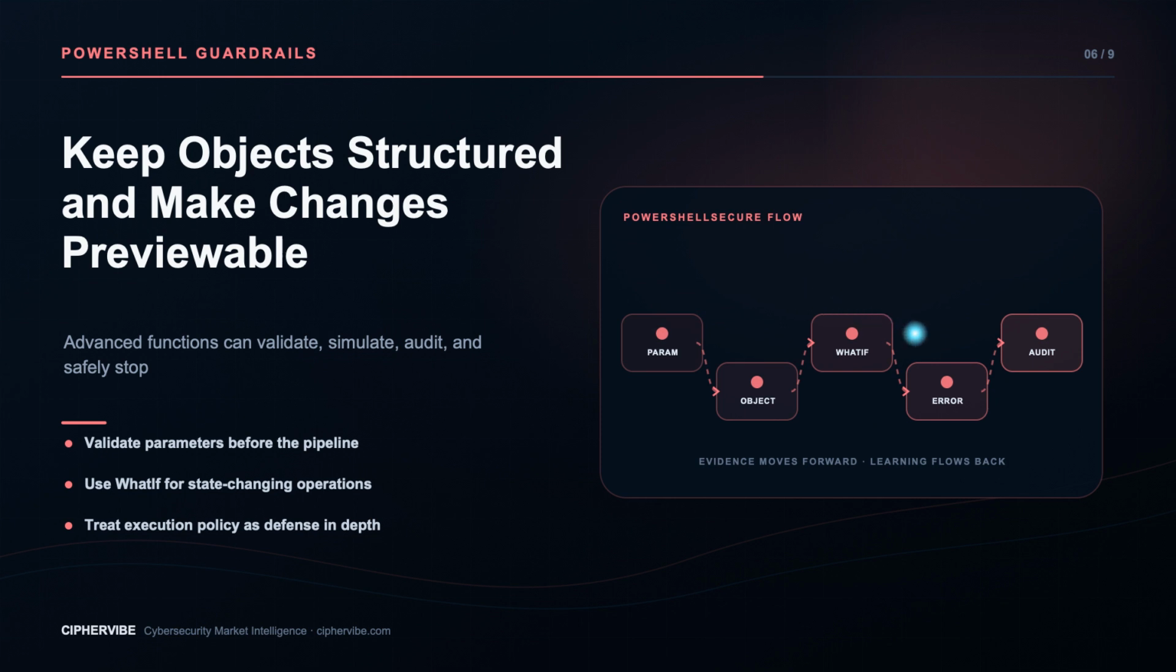For state-changing commands, support ShouldProcess so operators can use WhatIf and Confirm to preview scope. Make errors actionable. Use ErrorAction Stop where a non-terminating error must halt the workflow, then handle known failures with try, catch, and finally. Do not swallow exceptions or continue with partial state unless the runbook explicitly supports it. Attach correlation identifiers and target information without leaking secrets.